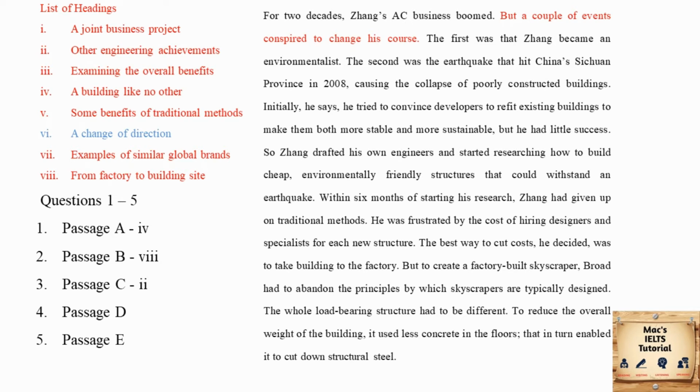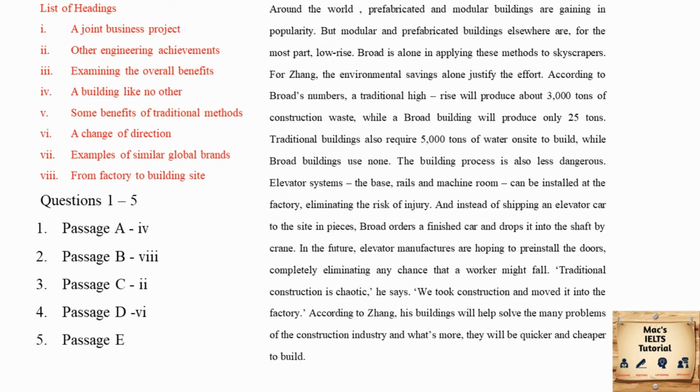Around the world, prefabricated and modular buildings are gaining in popularity. But modular and prefabricated buildings elsewhere are, for the most part, low rise. Broad is alone in applying these methods to skyscrapers. For Zhang, the environmental saving alone justified the effort. According to Broad's numbers, a traditional high rise will produce about 3,000 tons of construction waste, while a Broad building will produce only 25 tons.